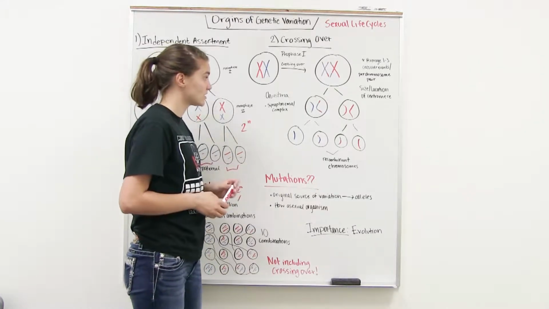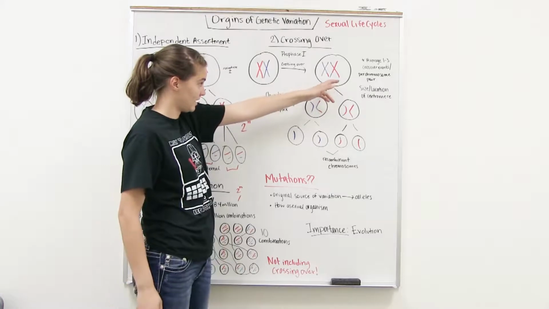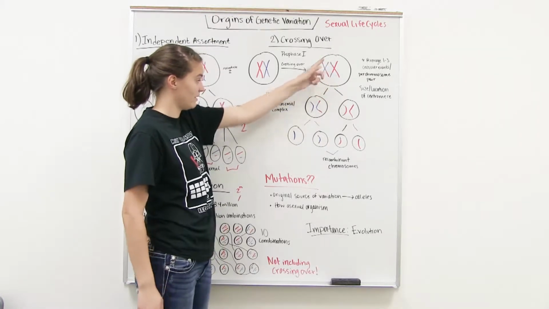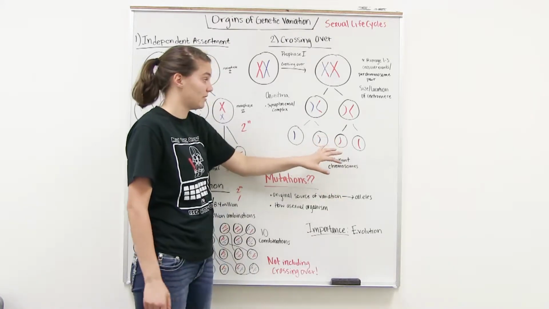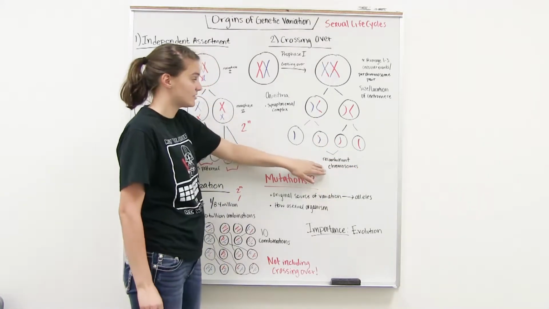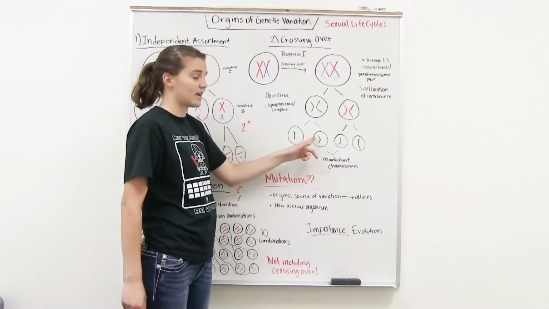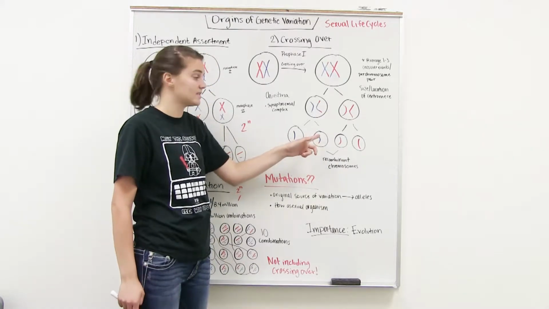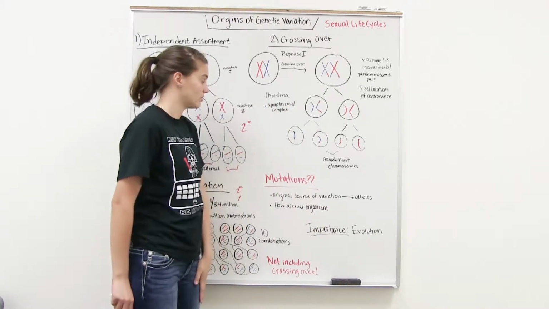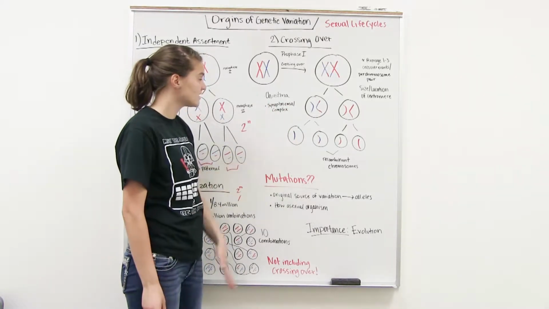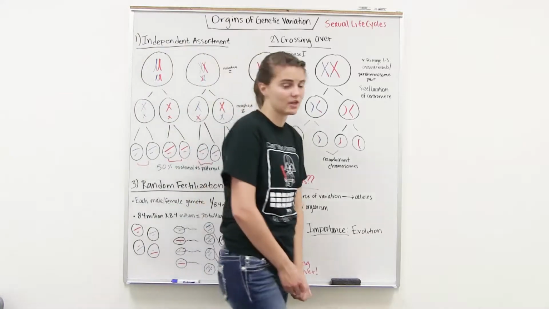And so as a result, if we had this crossover event right here, if we had 2 crossing over events, then in our gametes we can have some recombinant chromosomes, which means now we have some more genetic variation, because this is a unique chromosome because it contains genes from both original chromosomes. So that's another way that we create genetic variation.